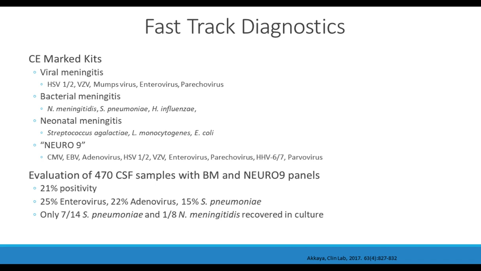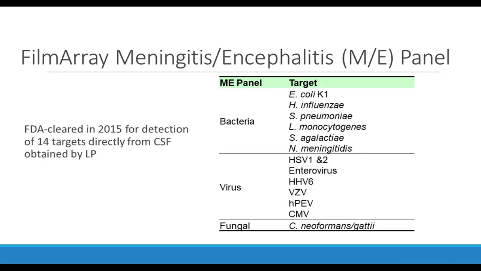One of the things which you'll note is a general concern when looking at molecular targets for bacterial pathogens. You can see that only 7 of 14 Streptococcus pneumoniae and 1 of 8 Neisseria meningitidis were recovered in culture. So part of this might be the fastidiousness of the organisms and the difficulty in recovering them in culture in general. Presence of prior antibiotics can also play a role in low rates of recovery, but the other concern is always the potential for false positives.